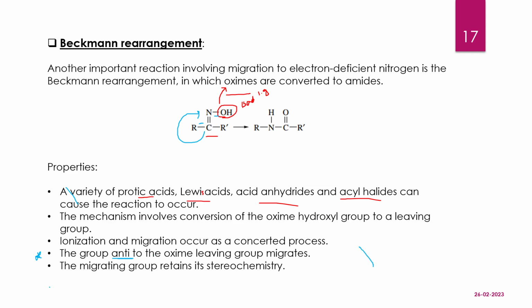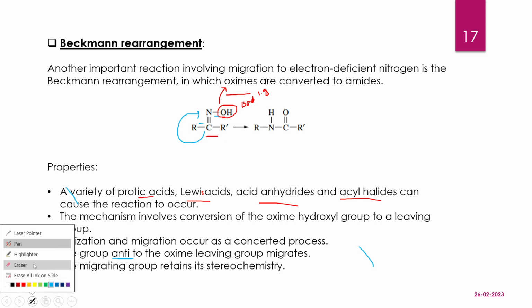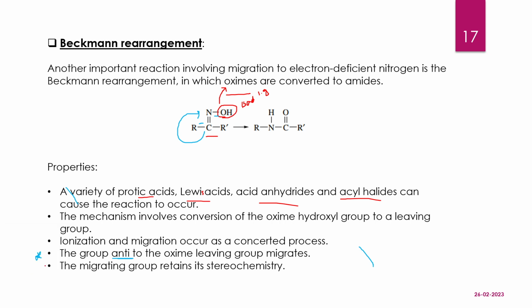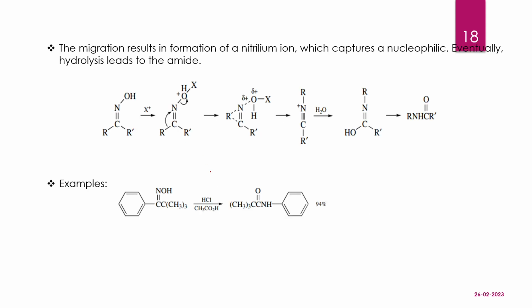So what is happening? The migratory group retains its stereochemistry. Like the previous reactions, when this R group shifts, the stereochemistry of the R group will be retained. The migration results in the formation of the nitrilium ion, which captures the nucleophile. Eventually, hydrolysis leads to the amide. The mechanism is elaborately shown here.